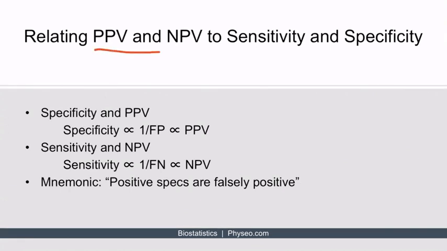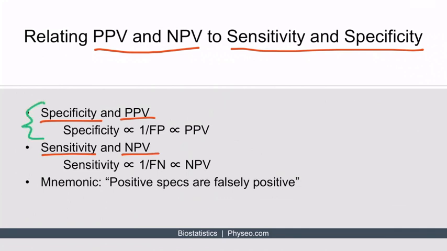Now let's relate positive and negative predictive values to sensitivity and specificity. Sometimes this concept can be very confusing, so let's make it perfectly clear. Think of specificity and positive predictive value together, and think of sensitivity and negative predictive value together. So let's first focus on specificity and positive predictive value.